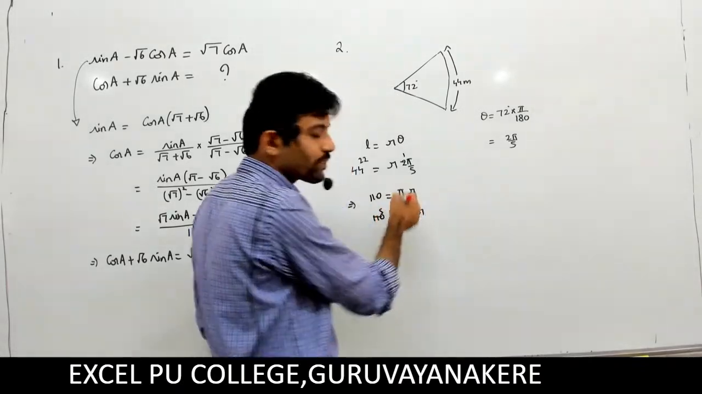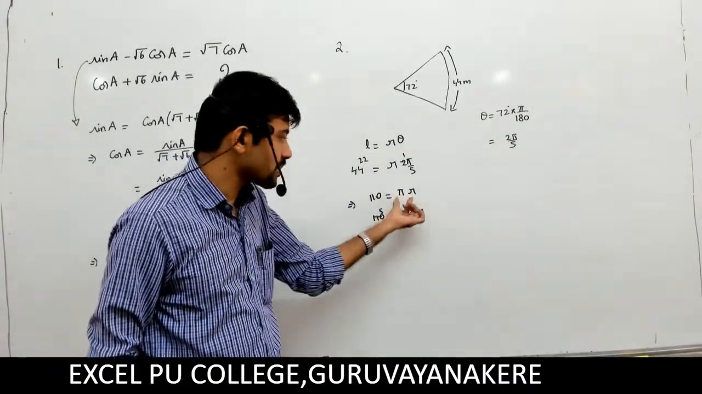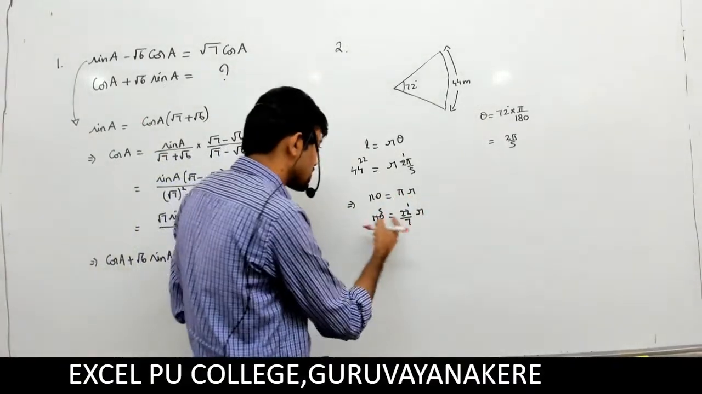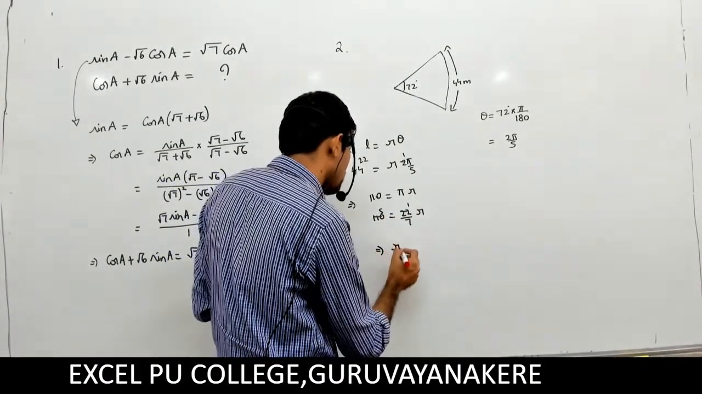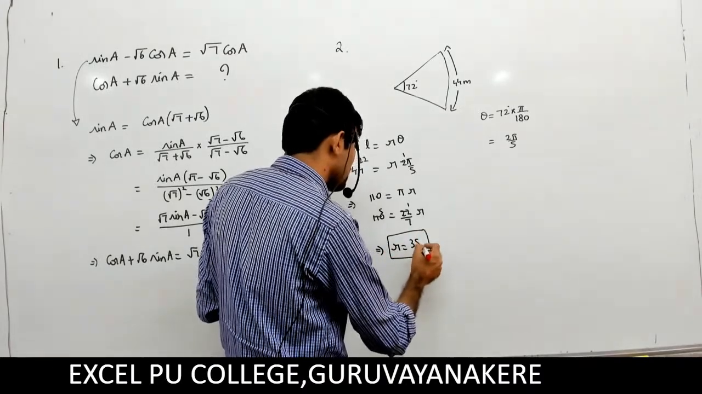I am using the approximate value of pi. Pi is not exactly equal to 22 by 7; pi is approximately 22 by 7. Cross multiply. R is equal to 7 into 5, which is 35. R is equal to 35 meters.